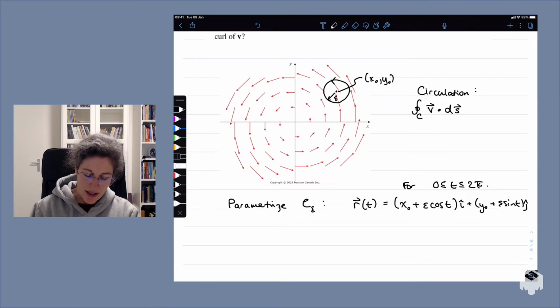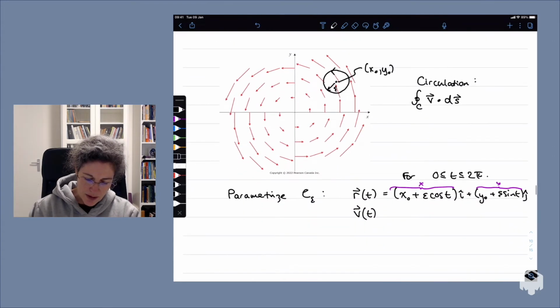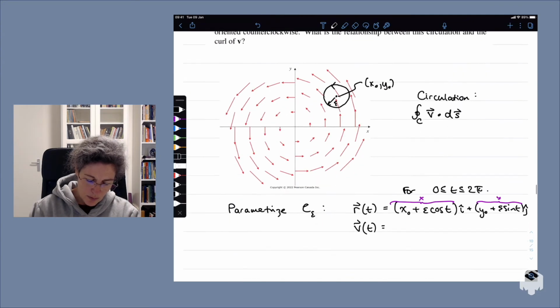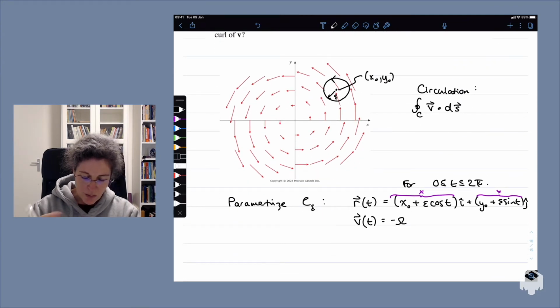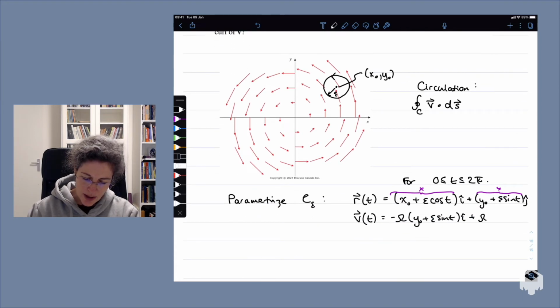So if we parameterize that, then we can rewrite our v as a function of t by having a look. So remember, this is our x component, that's our y component. So if we rewrite our v, we get v is equal to minus omega times y, so we need the y component. And then it's plus, let's have a look back here, omega times x, so we need the x component.